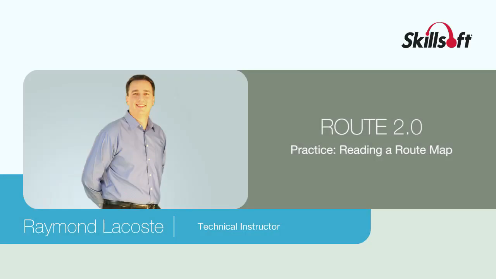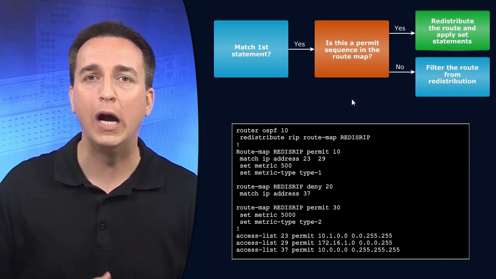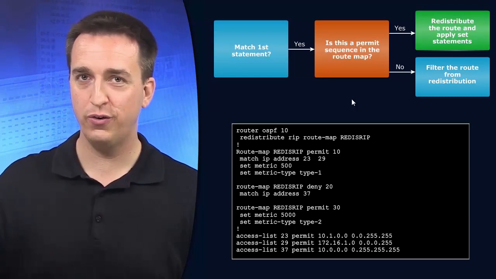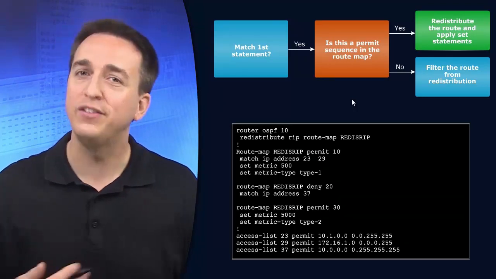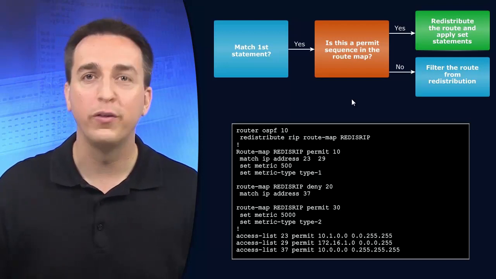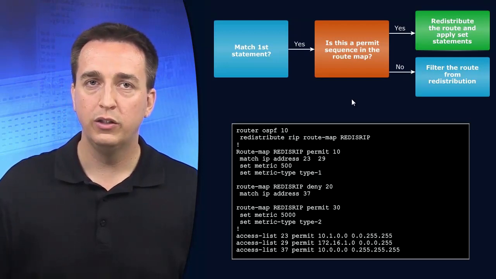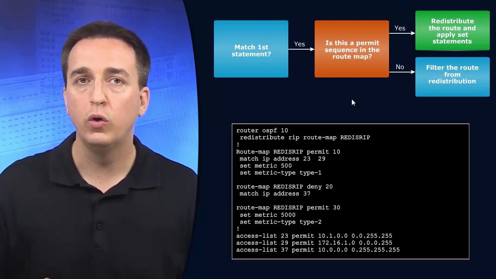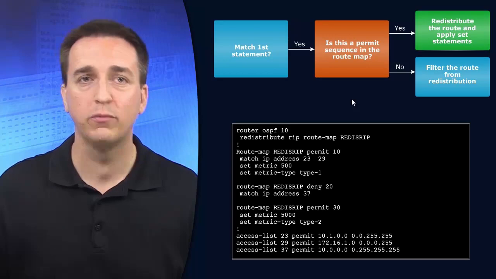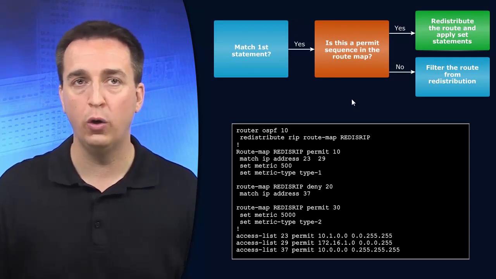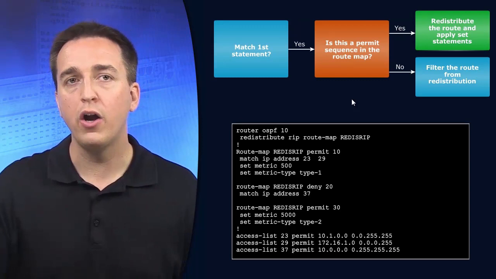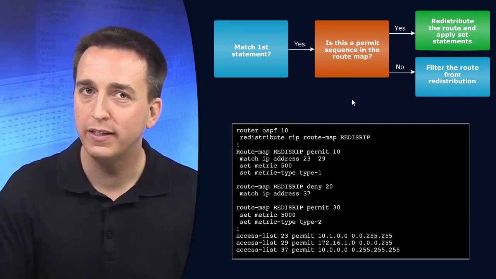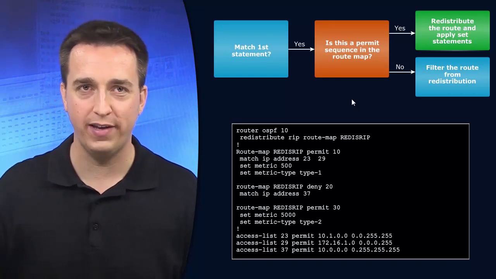Folks, here's your chance to practice reading route maps. Just like you practiced reading prefix lists to become better with prefix lists, you need to practice your route maps to become better with those route maps. So as we look at this example here, we can see that we have a route map called redis-rip, so redistribute rip, applied to OSPF. So we are controlling the rip routes that are redistributed into the OSPF process.